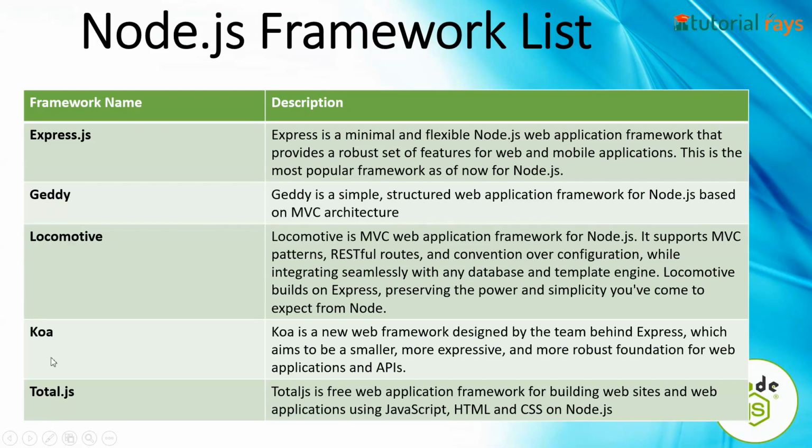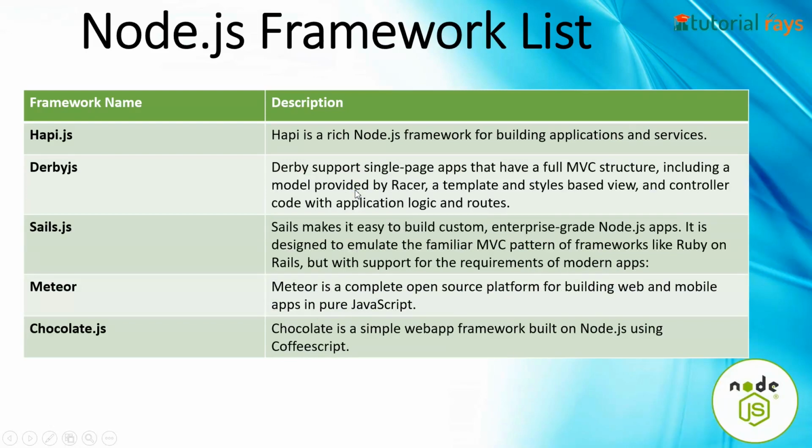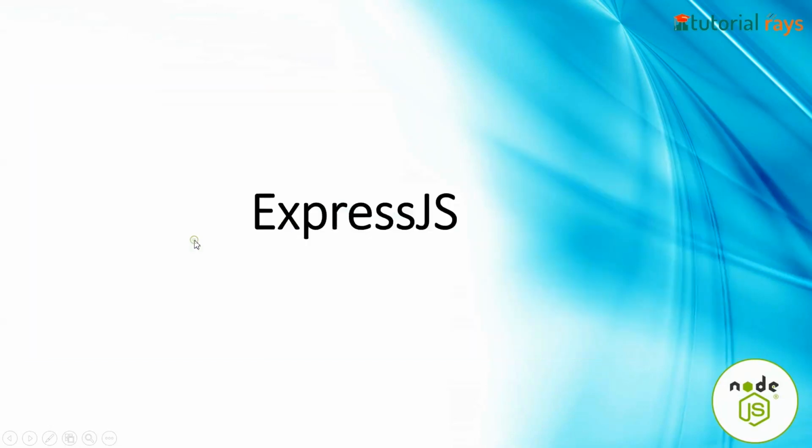In the same way, Locomotive, Koa, Total.js, these are the most popular. There are a lot of other frameworks also available in the market, but these are the most important frameworks used while developing applications. The number one choice for developers is Express.js, and I will be discussing only Express.js. And you can see Hapi, Derby, Sails, Meteor, Chocolate.js. As you can see, there is a large list of frameworks available for Node.js. Now we will talk about Express.js.